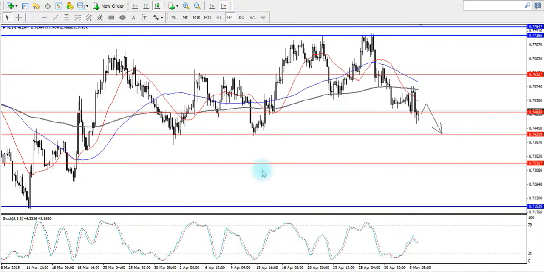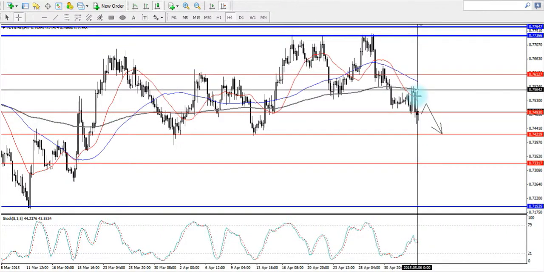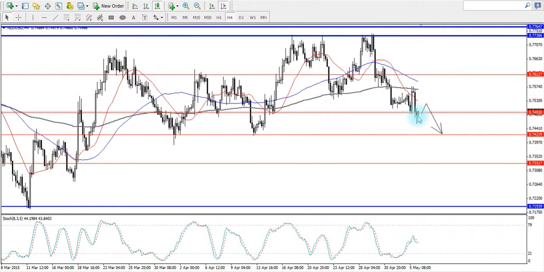Next, we have the New Zealand dollar against the US dollar. This morning itself, price actually fell because New Zealand posted disappointing employment data. Both employment change and the unemployment rate were well below the forecasts, and then price broke below the support level at 0.7493, and we are expecting price to fall even further from here.